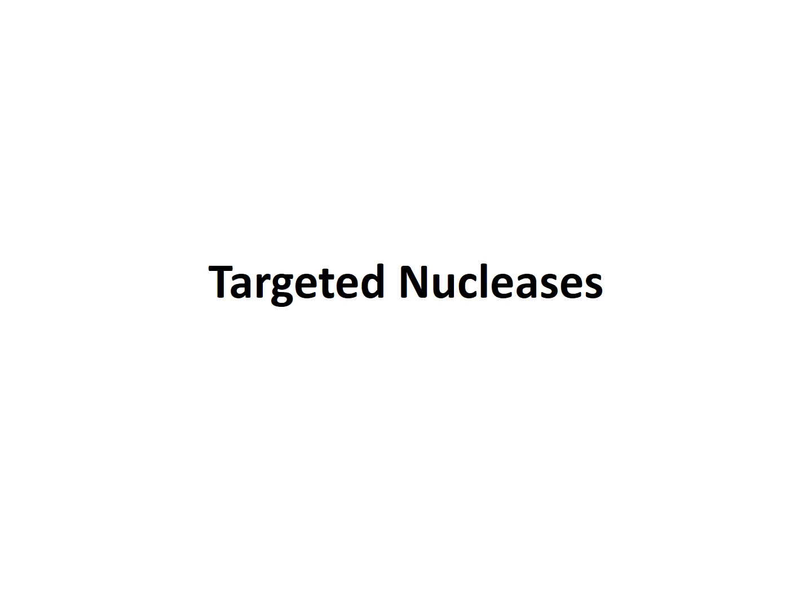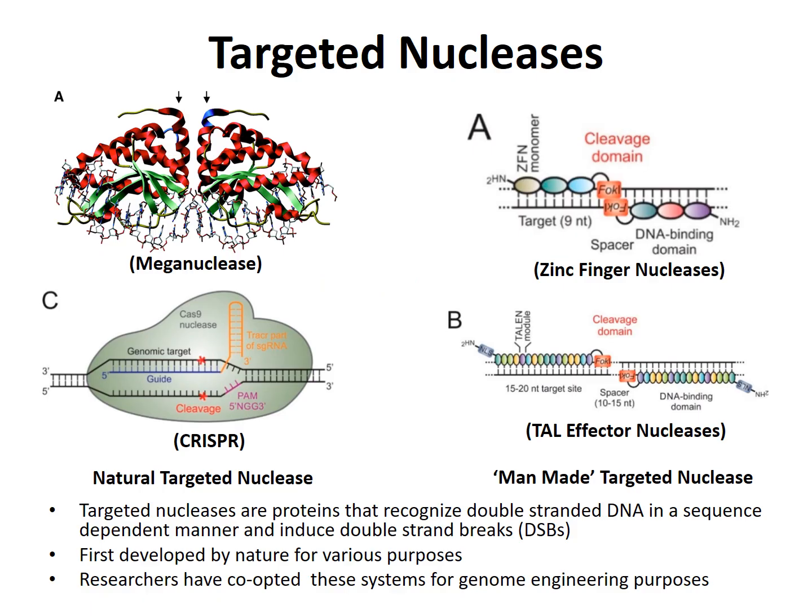The first thing I'm going to start with is the basics of genome engineering using targeted nucleases. So what are targeted nucleases? They're proteins that can identify a specific sequence of DNA and break the phosphodiester bonds of that DNA to induce what we call a double-stranded break. There have been a number of iterations of these that have evolved in nature and also have been made by humans for research purposes over the last 20 to 30 years.